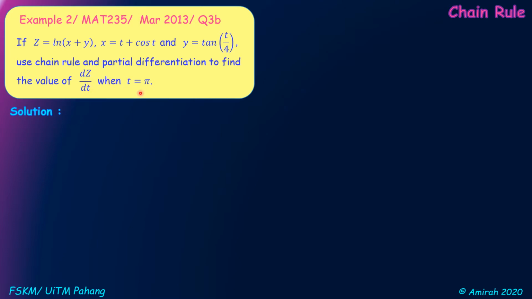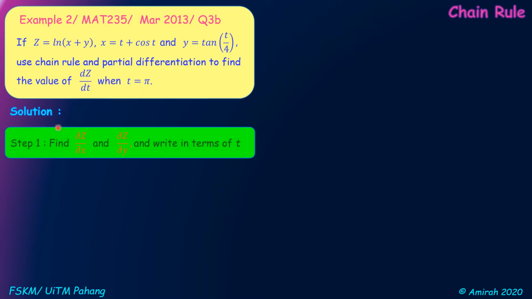Right, first step, to find dz/dt, we need to find ∂z/∂x and ∂z/∂y, because z is related with variable x and y. And after that, we can write in terms of t.